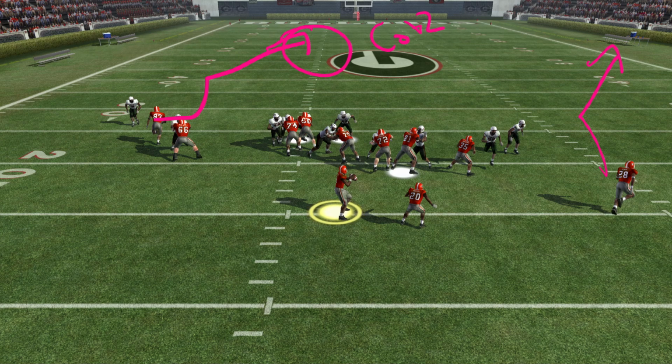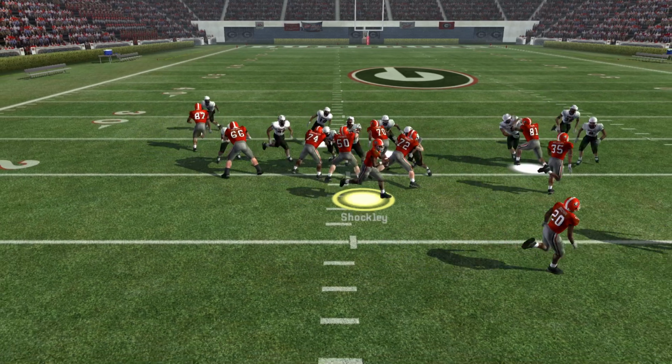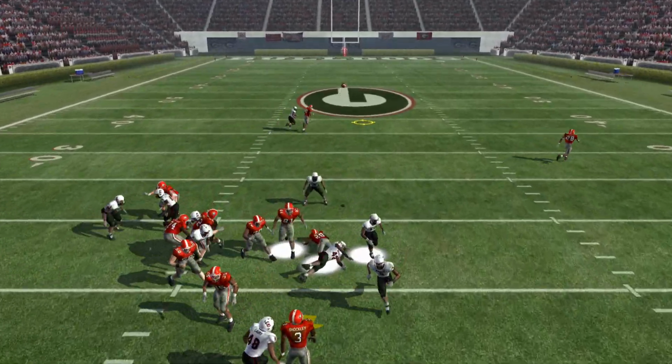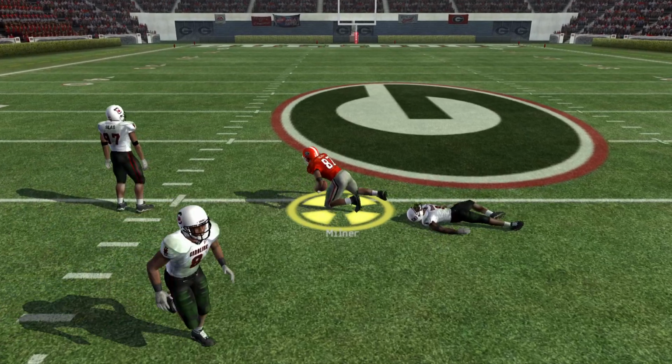Just my personal opinion. It just kind of depends on how you want to handle it. So we can try that again. I'm not feeling a whole lot of heat, so I can throw it over the top. So, I mean, you can make a play out of it. You just got to be real quick on your reads.